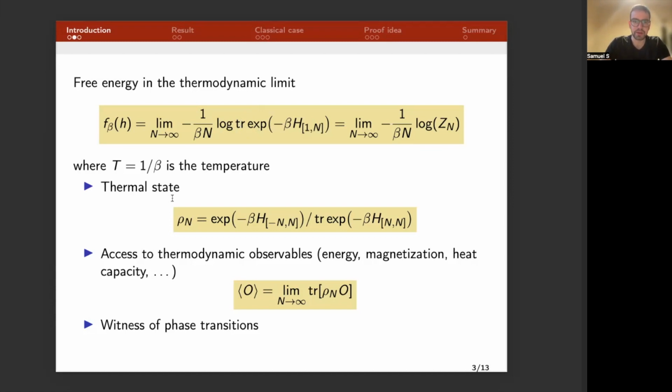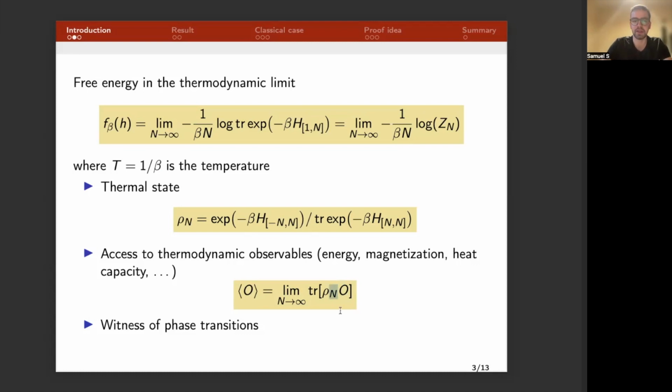I also want to introduce the thermal state, which is the state that describes the system if you have a physical system at a certain given temperature, 1 over beta. It's basically also this exponential again, times the normalization factor. The reason why we're interested in the free energy is that it gives access to thermodynamic observables. These are basically, you take some Hermitian operators O acting on a site times the thermal state and take the trace of it. This gives you the expectation value of the observable O.